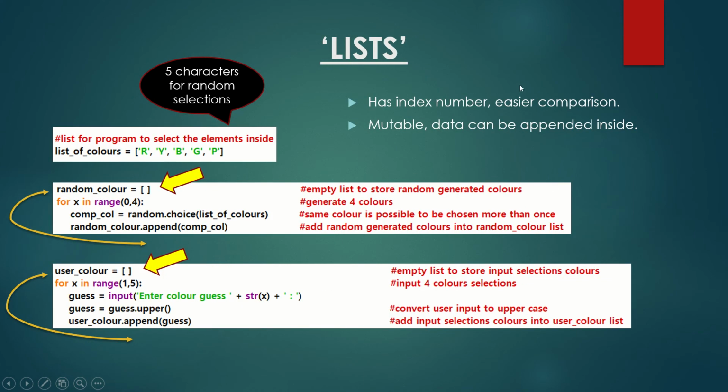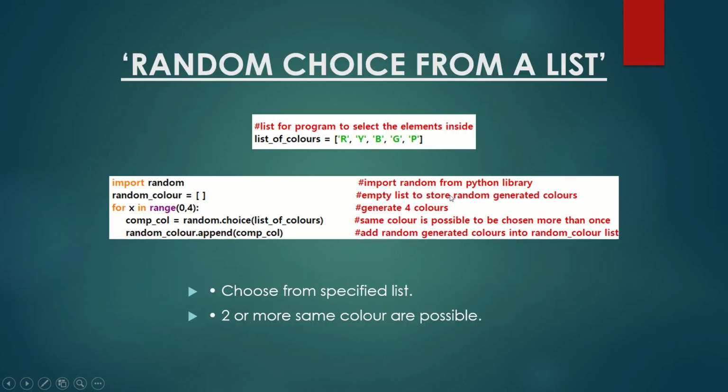Moving on to the second technique, which is list, and it was applied 3 times. The first list, List of Colors, is to store 5 characters for the program to choose from. The second and third lists, random color and user color, are to store 4 random computer-selected colors and 4 user input colors respectively. Those data were stored in lists for easier comparison.